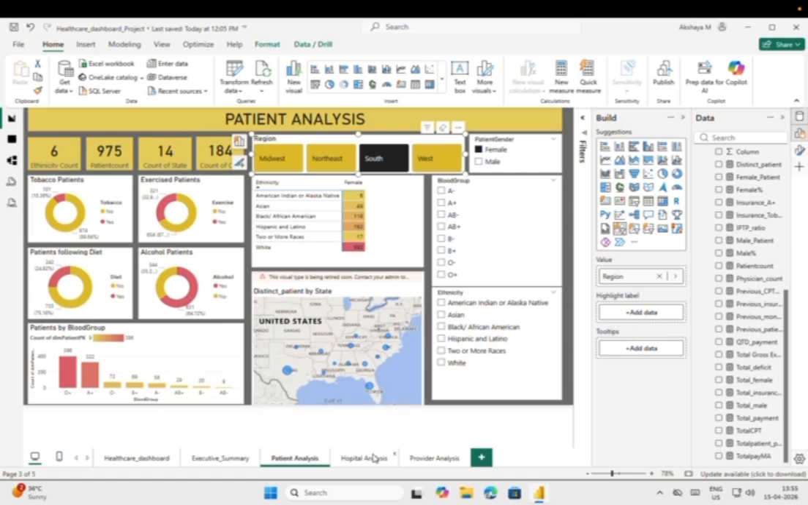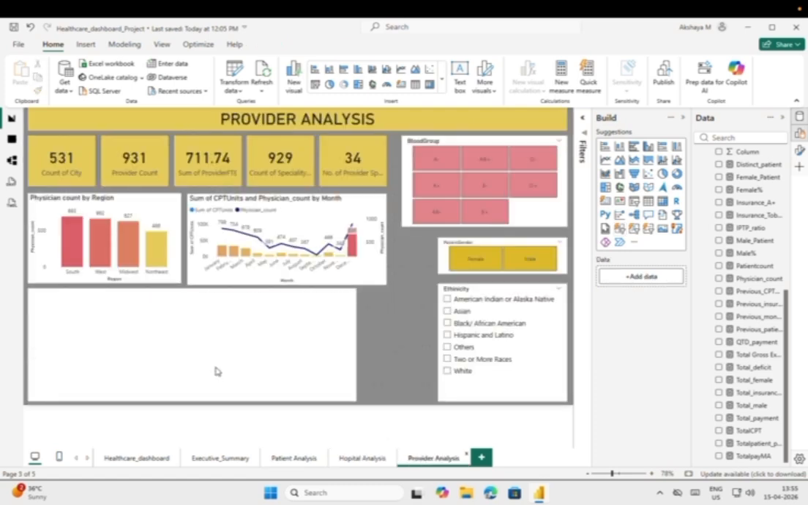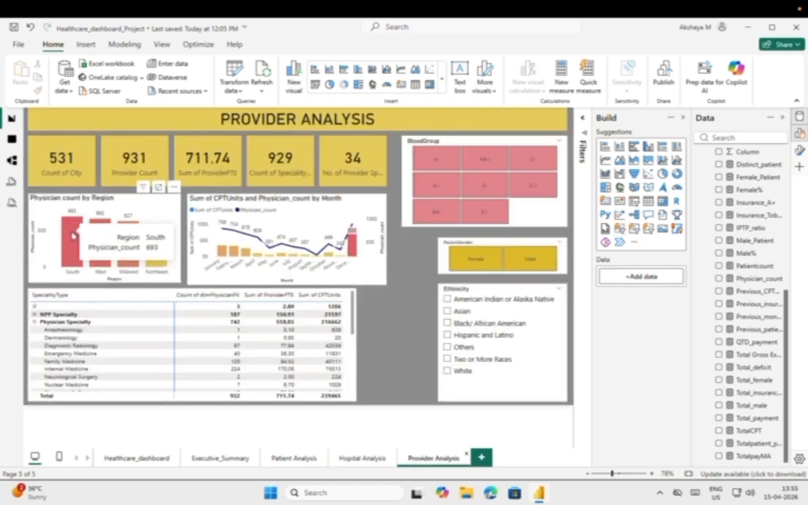Let's see the physician count for the South region. Yes, the physician count is also high for the South region. Since the patient count was also high in the South region, we have implemented it correctly. The physician count is also higher. We are meeting the standard. We are meeting the requirements. So this is my hospital analysis dashboard project. Thank you.